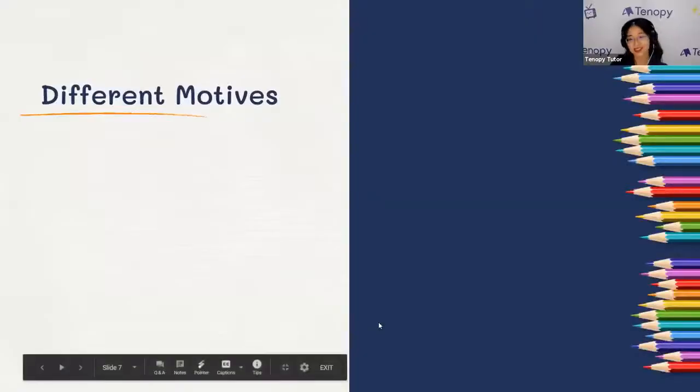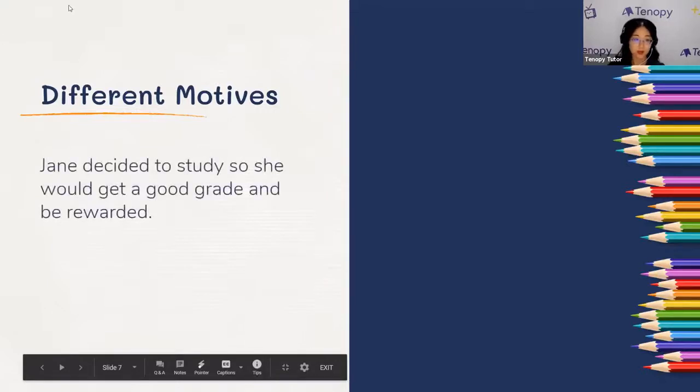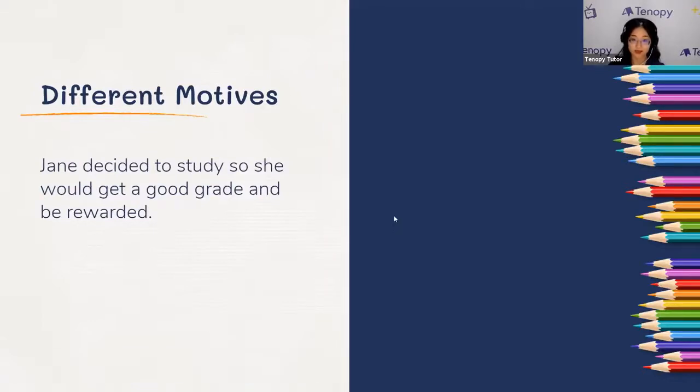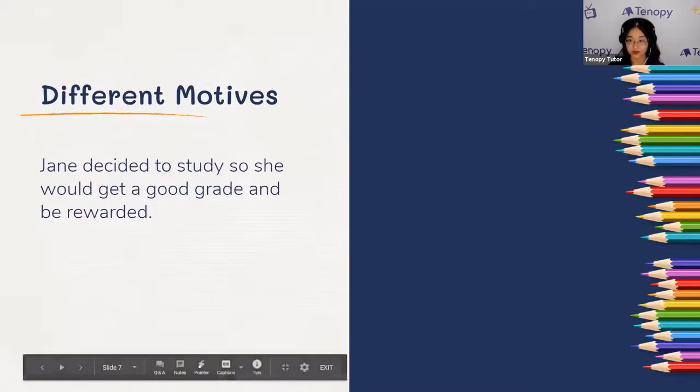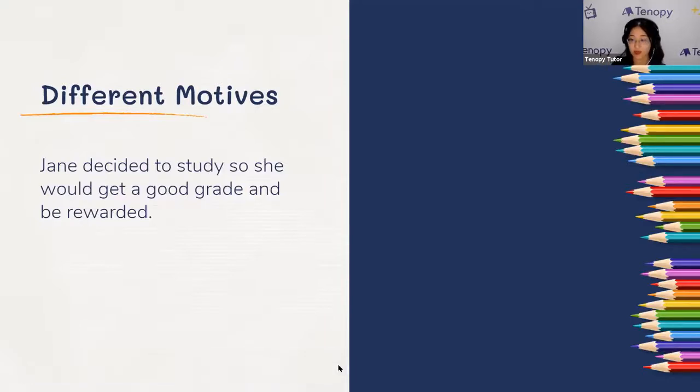Okay, so today we're going to talk a little about different types of motives. Remember we had two in-class examples from last week. The first one was: Jane decided to study so she would get a good grade and be rewarded. So that's the first action and reason. The action is studying. The reason for Jane to study is that she would get a good grade and be rewarded.